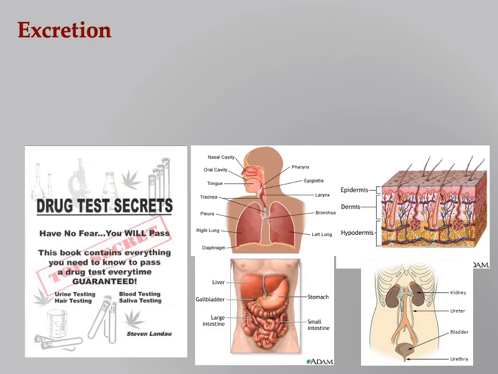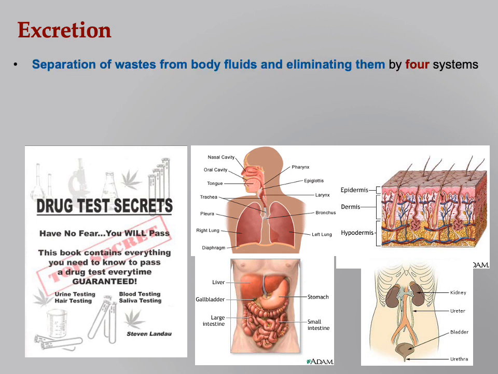So, what does the kidney take out? Or leave out, I should say. Separation of waste from body fluids and eliminating them by 4 systems. So let's compare the kidney now to the other systems that are going to take waste products out of your blood and get rid of them. This is a good summary slide for all the different systems that do this.